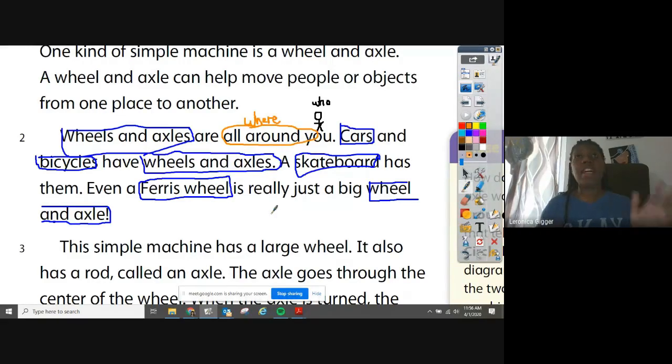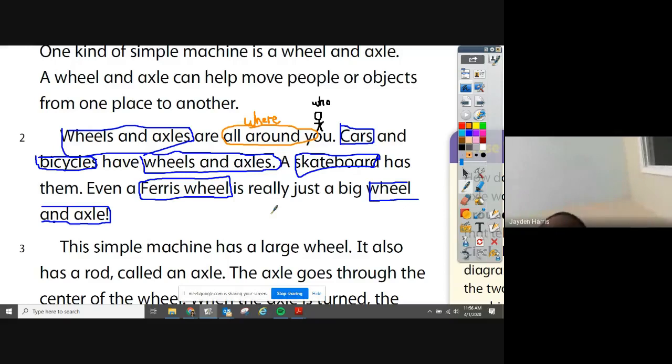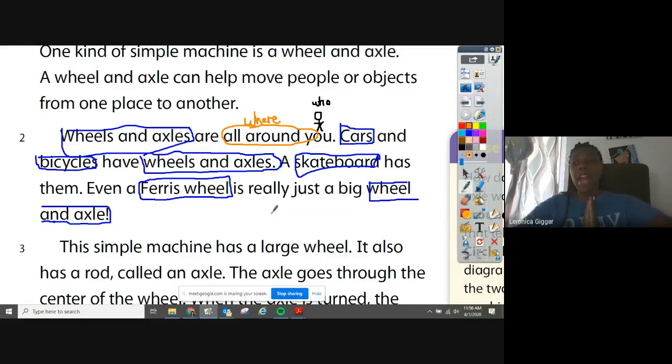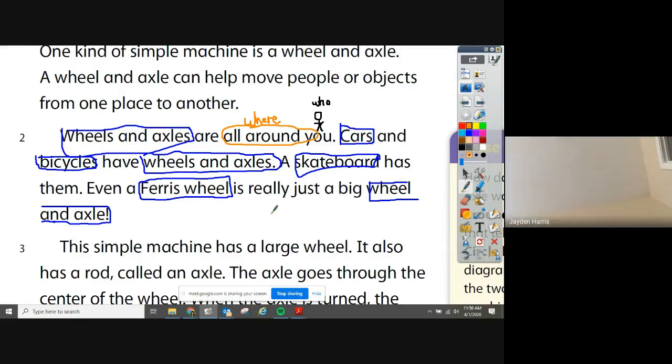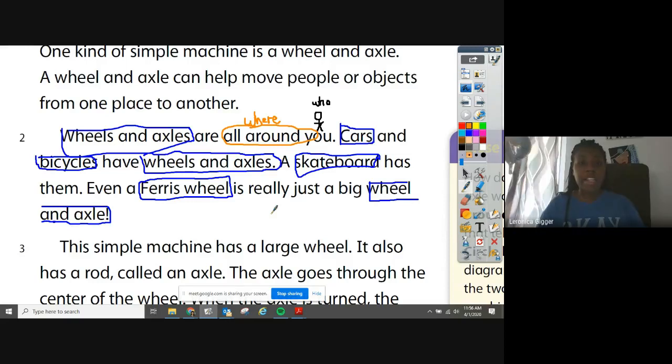Does this paragraph tell us how something happens? A step by step of how to do something? No, it does not. It does not tell me how to bake cookies, how to make a wheel and axle, how to roller skate, how to get on Google Classroom. I don't learn how to do something. So what we break down and see is that we can find out who, what, and where in this paragraph.